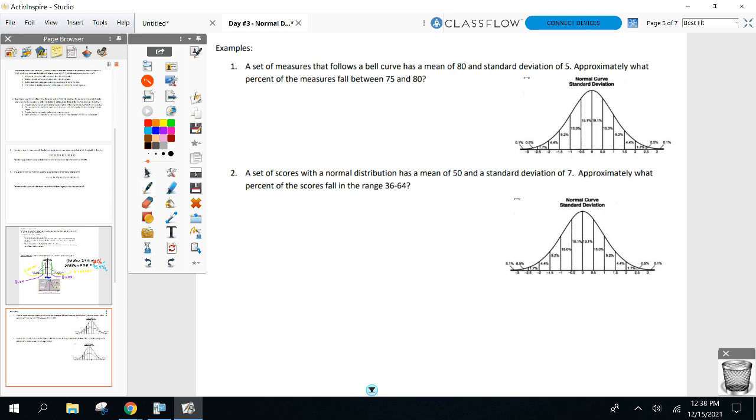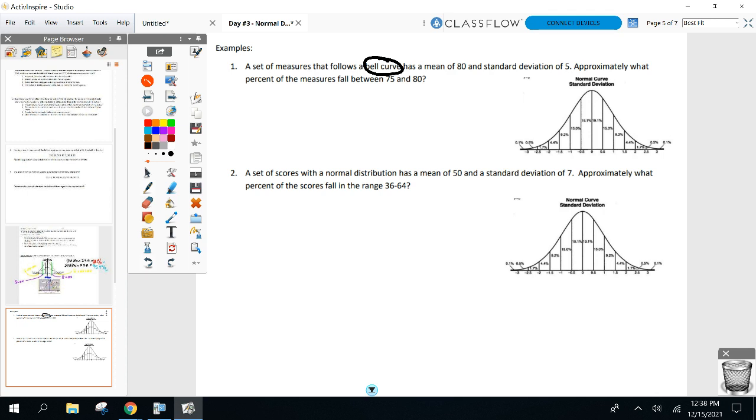So we got a set of scores or measures that follow a bell curve. Can you just circle that term right there, bell curve? That tells me they are normally distributed. It follows the bell curve. Almost looks like a bell here, I guess. Mean of 80, standard deviation of 5. What percent of scores fall between 75 and 80?